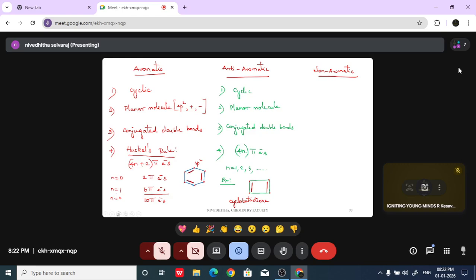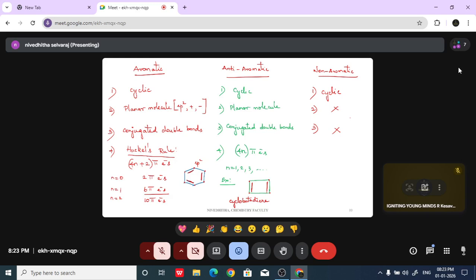Now we'll come to the non-aromatic one. Non-aromatic compounds are basically cyclic, but they will not be planar. If they are planar also, double bonds will not be in conjugation. If it is not planar or if the bonds are not in conjugation, then don't check for the number of pi electrons itself. Stop there and label that as a non-aromatic compound. Because if the compound is non-planar, then that is considered to be non-aromatic.